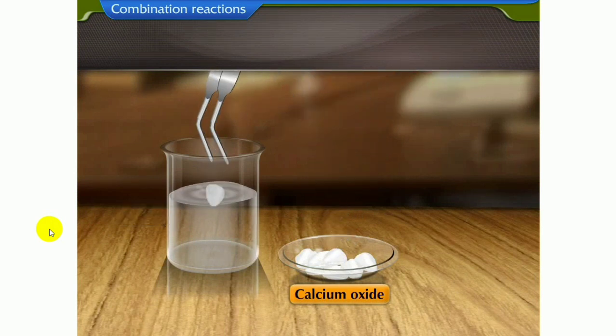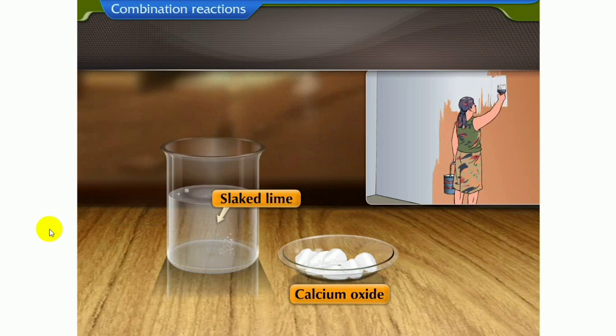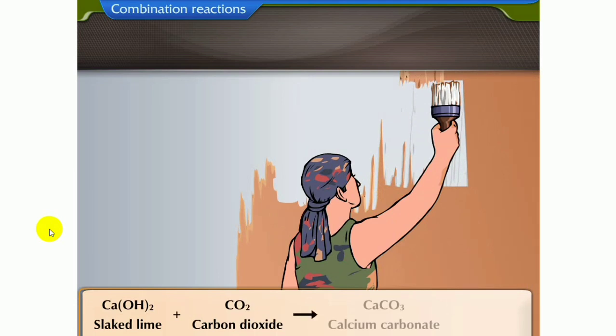Calcium hydroxide is also called slaked lime. It is used for whitewashing of walls. Slaked lime reacts with the carbon dioxide in the air to form a thin layer of calcium carbonate on the walls. This layer, after 3 to 4 days, gives a shiny finish to the walls.